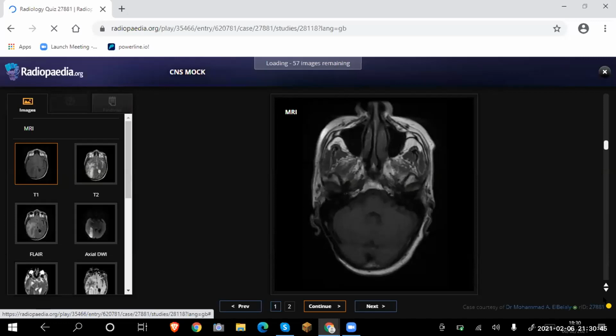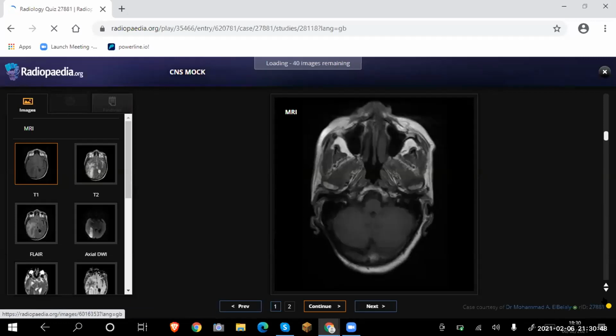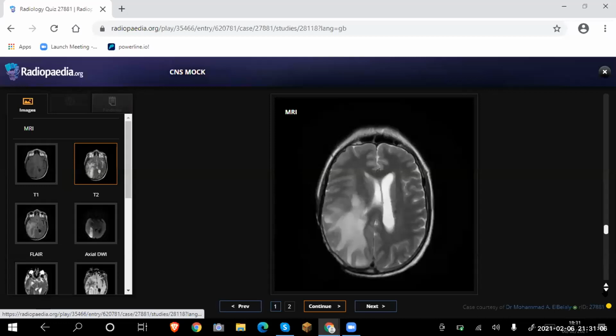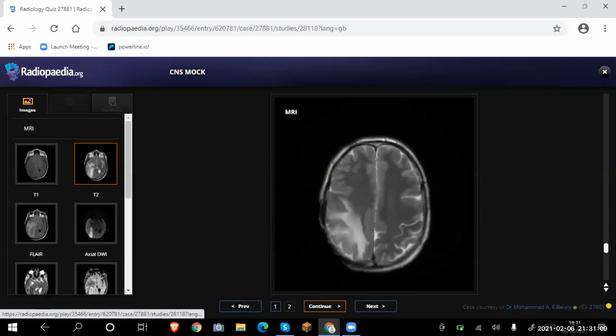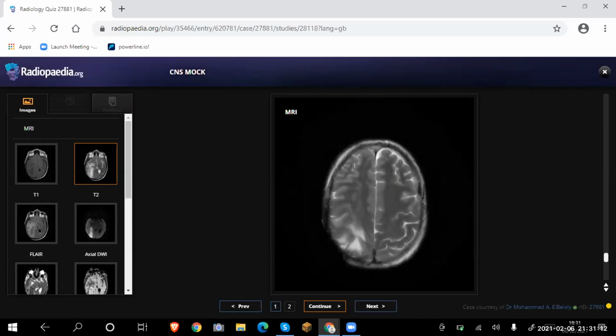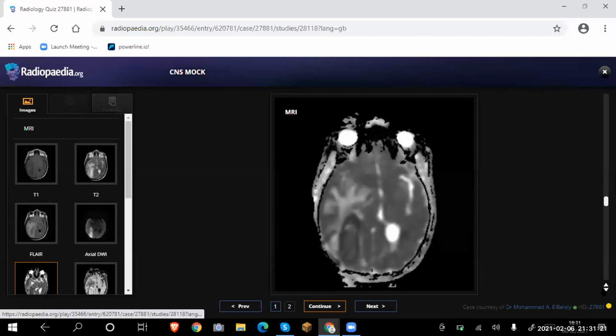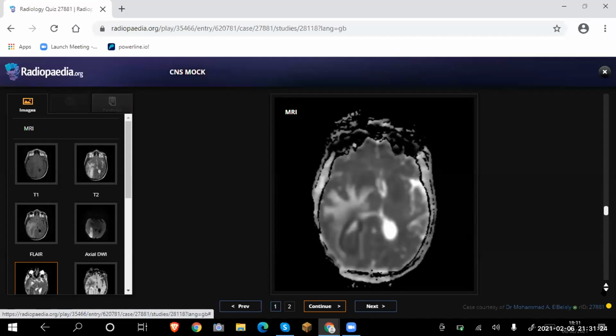So I will look at the T2 weighted images just to gain time. Okay, I'm clicking T2. Yeah, as I expected, it is a vasogenic edema surrounding an area of hyperintensity. And when I see vasogenic edema, it means that something is hidden behind this area of edema. Let me look at the FLAIR images. Yeah, there is a hypointense, maybe mass lesion. And no, this is not FLAIR. This is ADC. Okay, sorry.